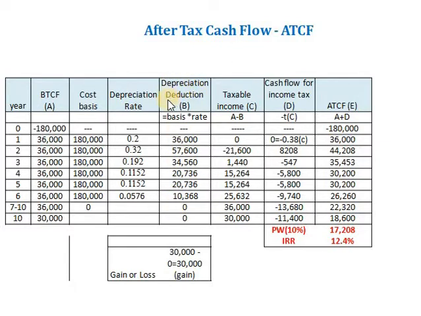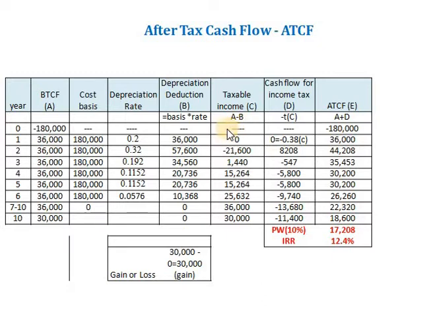It's related to depreciation deduction. I'm ready to calculate the taxable income, my income at which I will apply the tax, which is what? The before tax cash flow, which is column A, minus the depreciation deduction. So I will start from the beginning.